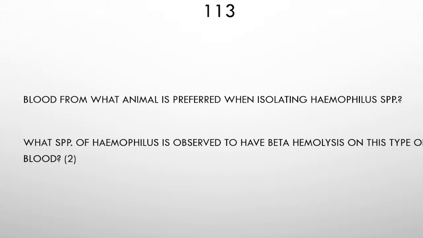Blood from what animal is preferred when isolating species of Haemophilus? Horse blood is of course our preferred one. Again, defibrinated. And what species of Haemophilus is observed to have beta hemolysis on this type of blood? You only have two: Haemophilus parahemolyticus and hemolyticus. All right, horse blood is the most important one.